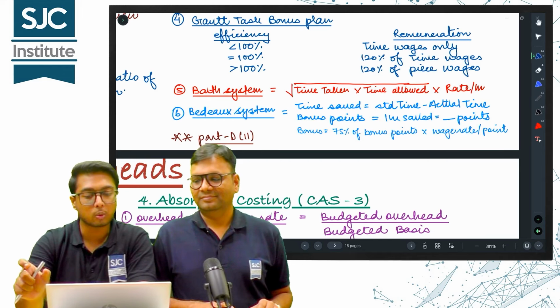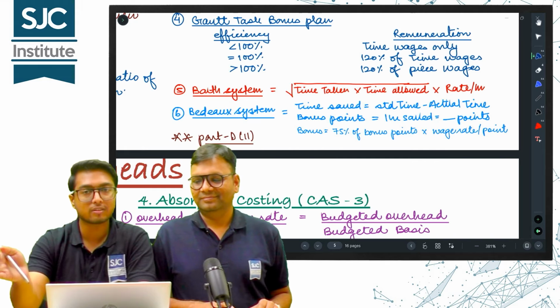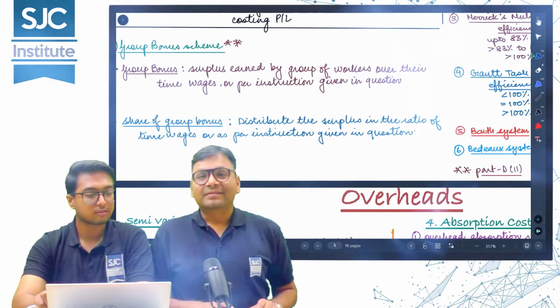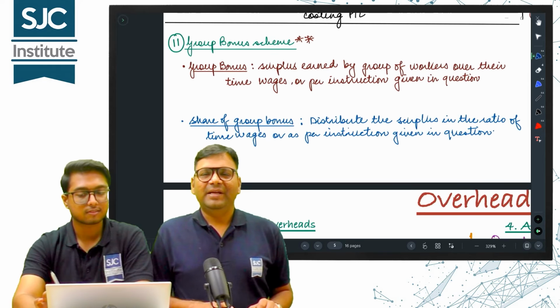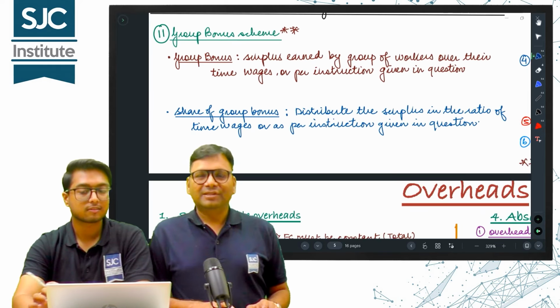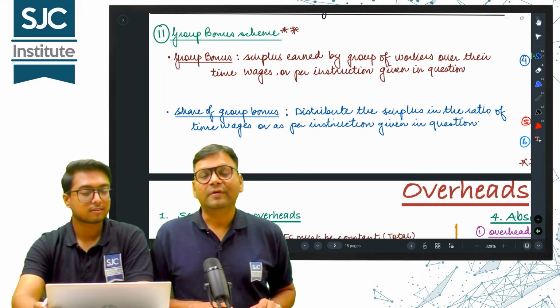Now the bonus is equal to 75% of bonus points into wage rate per point. Why this 75%? It's just like Halsey's system, where half was being given to the workers. Bedok's was very generous. He said 75% be given away to the workers.